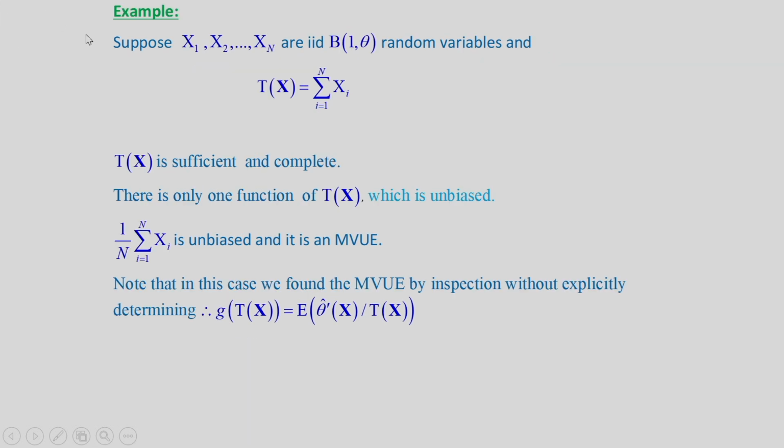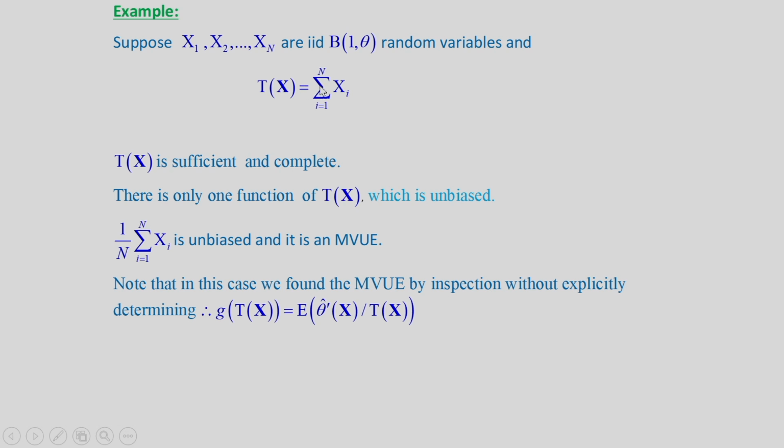We shall consider one example. Suppose x1, x2 up to xn are IID, independent and identically distributed, Bernoulli(theta) random variables. This symbol represents the Bernoulli distribution with parameter theta. Theta is the probability of success. So T(x) is the summation of xi, i going from 1 to n; this is the statistic we are considering.